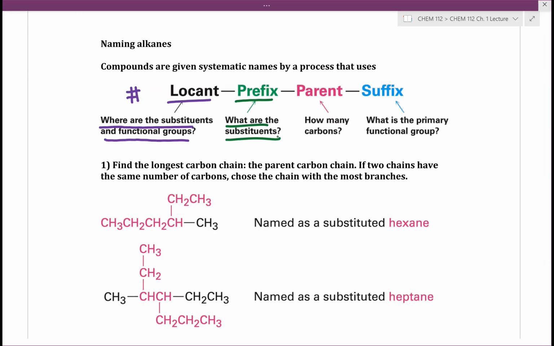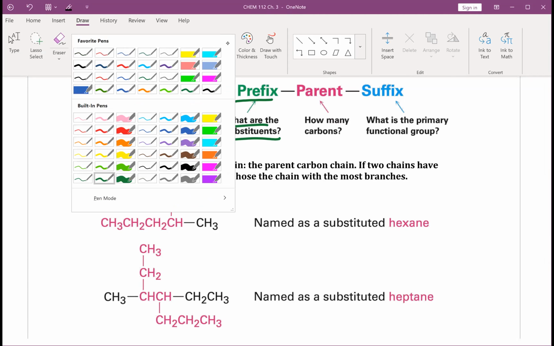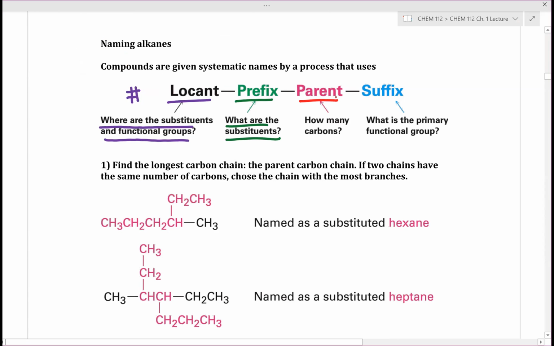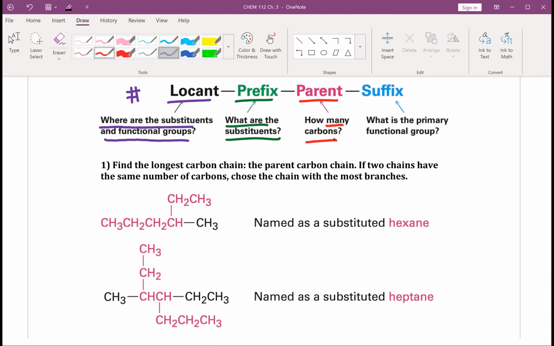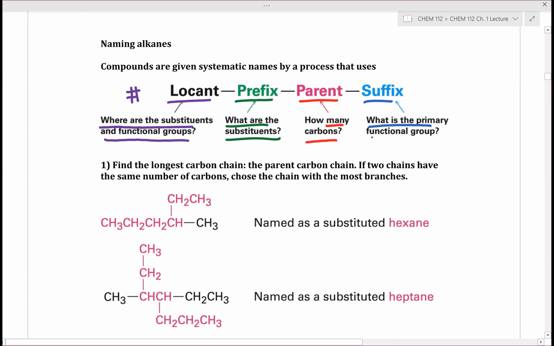The parent chain is something we are going to be focusing on extensively. The parent chain tells us how many carbons. And finally, we have a suffix that tells us the primary functional group. Thankfully, we won't have to worry too much about suffixes to start off. But this is how compounds are named systematically, and this is the naming format we're going to use for every single compound we encounter.